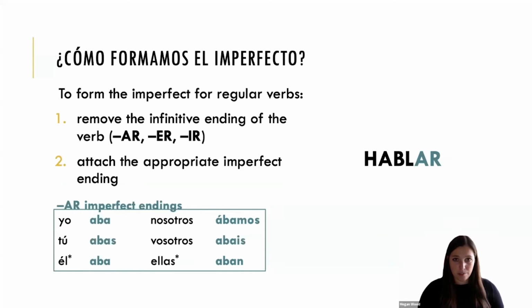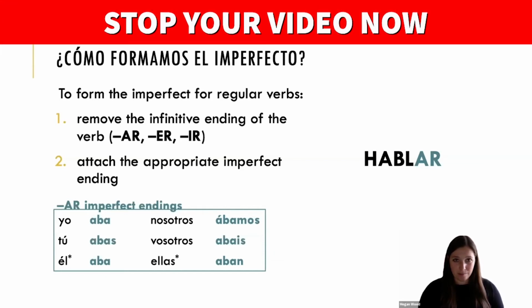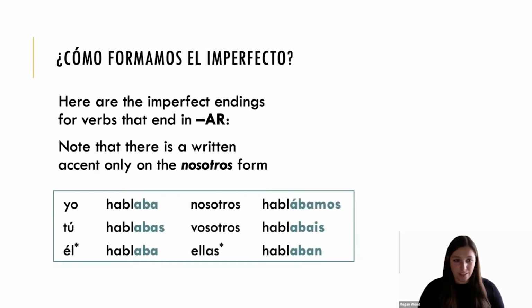Let's practice with the verb hablar. Go ahead and pause your video and practice conjugating this verb with the correct imperfect endings. The next slide has the answers to this verb. Here are the imperfect endings for verbs such as hablar that end in AR. You'll notice that there is only a written accent on the nosotros form, but on none of the other forms.